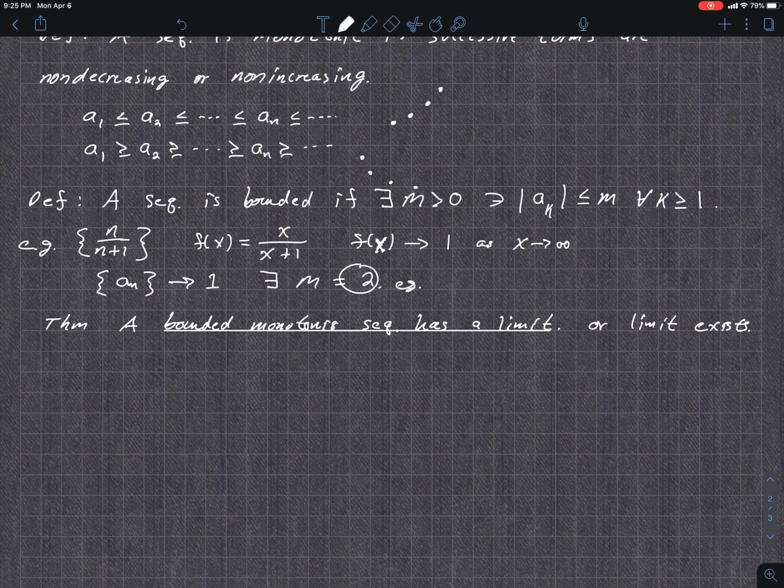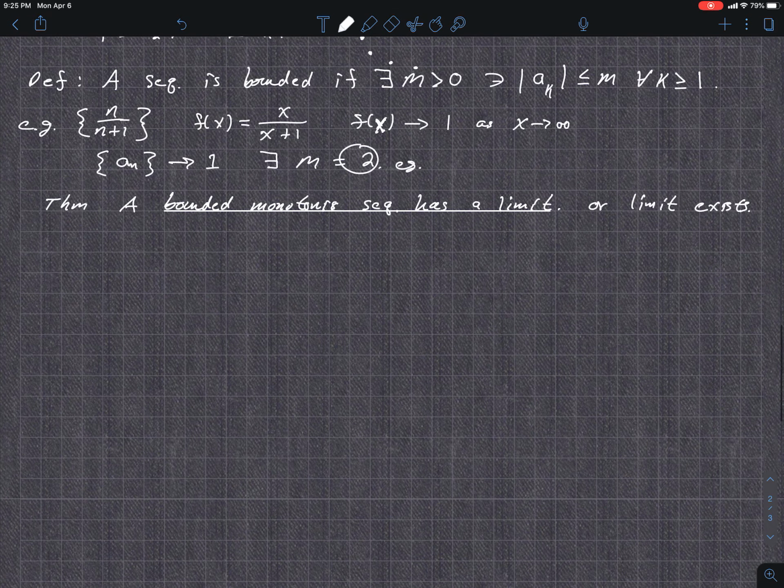All right, some more concepts. I'm not going to get into this in detail, but there's something we can call an upper bound. There's also what's called the least upper bound.